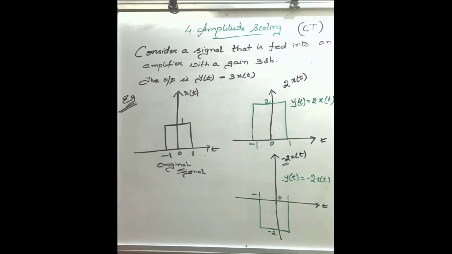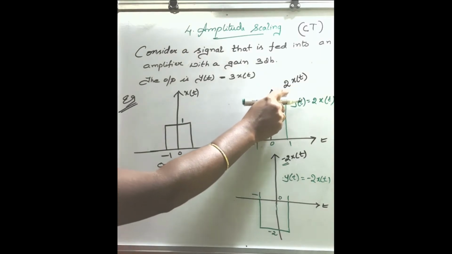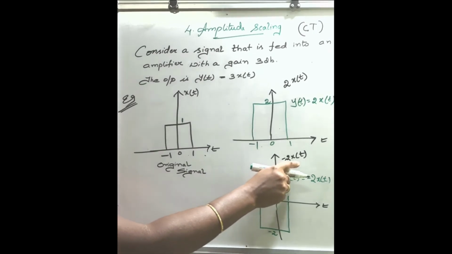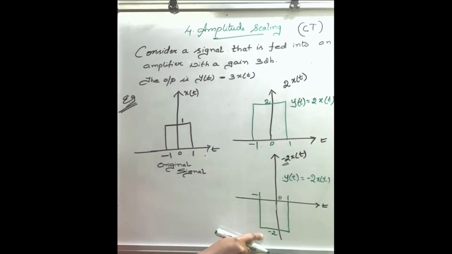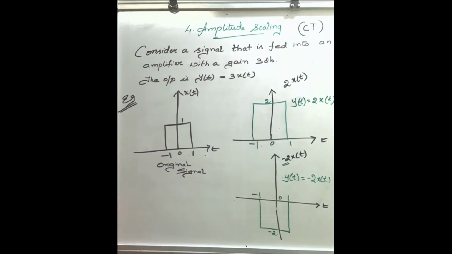I repeat, in amplitude scaling, the time period does not change, only the amplitude of the signal changes. When we say 2x of t, the amplitude becomes twice the original signal. Here it again becomes twice the original signal but in the opposite direction since we have a minus sign in front of 2.